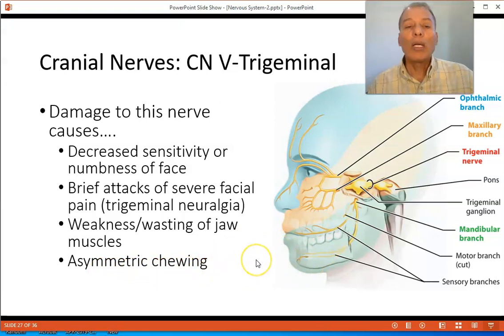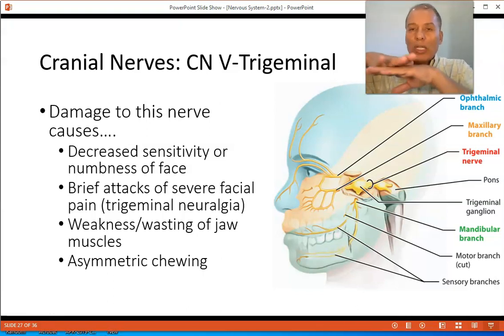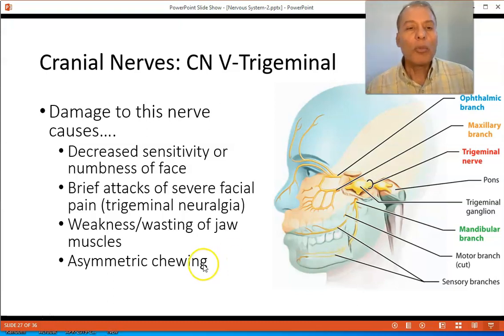Asymmetrical chewing. Asymmetrical because usually one side becomes impaired, and then the jaw is going to deviate. So when the person tries to chew, they are not going to be able to rotate the jaw to crush the food and prepare it.